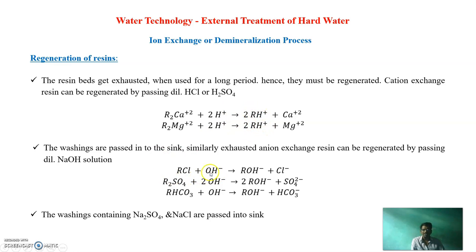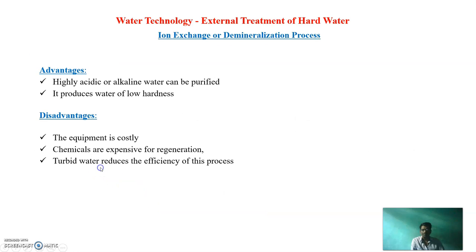Similarly, in the anion exchange resin, sodium hydroxide is used to wash the bed. The OH minus ions from the sodium hydroxide remove the chlorides, sulfates and bicarbonates, and the anionic exchange resin is regenerated. The washings coming out from both columns contain sodium sulfate and NaCl, both of which are removed and passed into the sink.